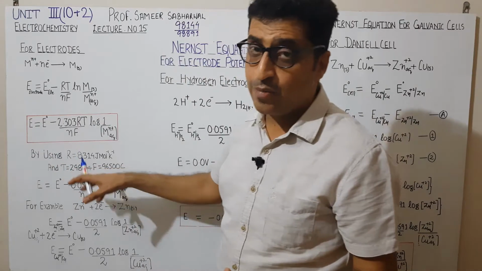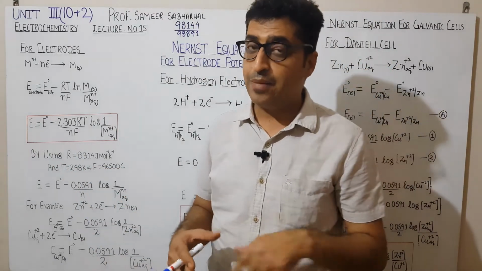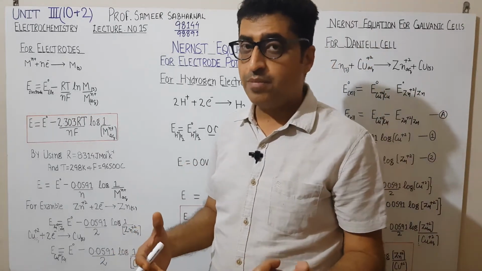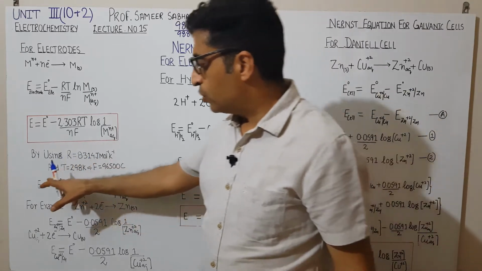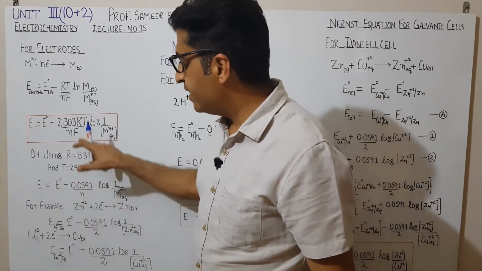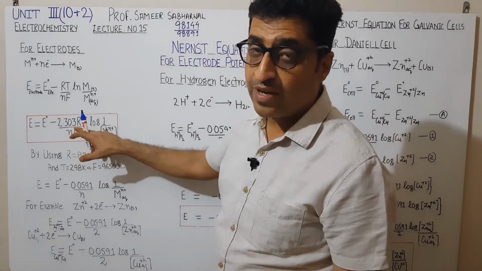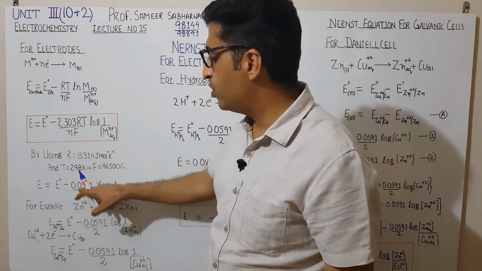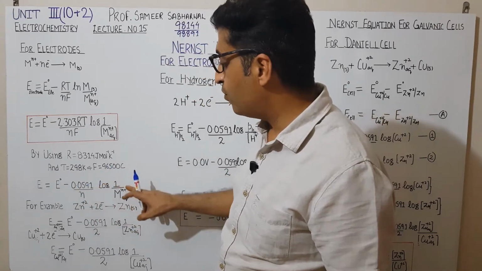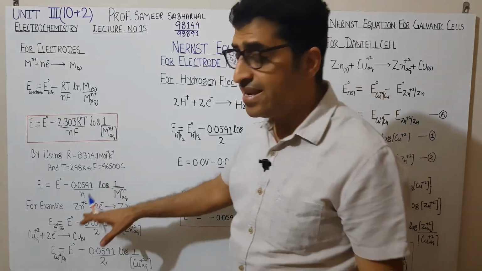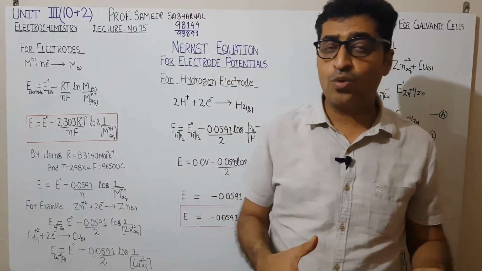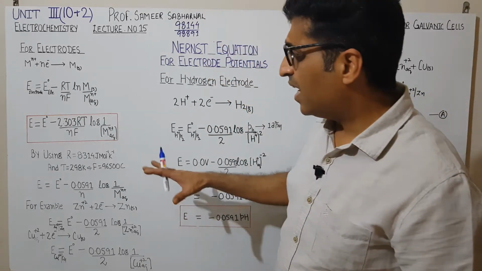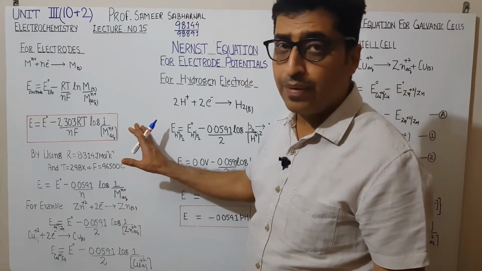Now by using R as 8.314 joule mole inverse Kelvin inverse, and using temperature here to be 298 Kelvin, you can find the effect of temperature by putting the temperature here. So when we fill this in here, we get this to be 0.0591 at 298 Kelvin. Remember. So what have I got? E is equal to E naught minus 0.0591 by n log of 1 over Mn positive. Now see, n is simply the number of electrons transferred during that reduction process. Fine.